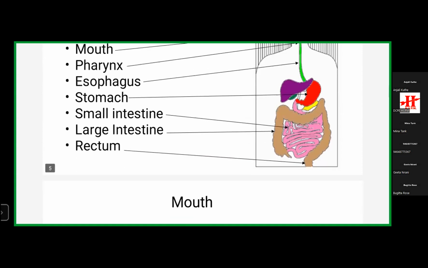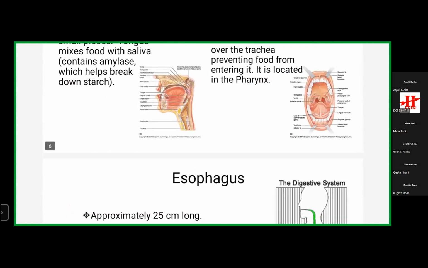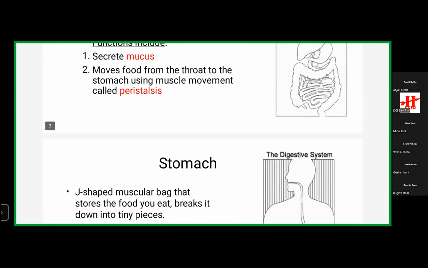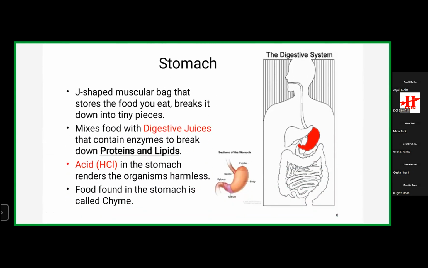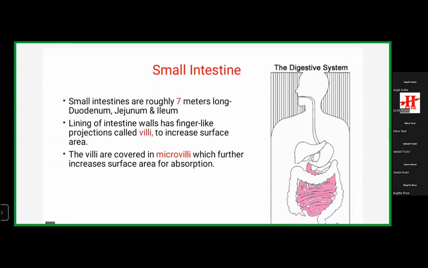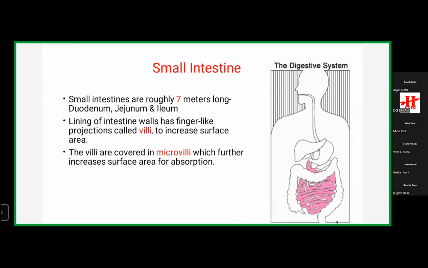Small intestine actually. This is the stomach, and now the small intestine. The small intestine is a 7-meter long structure having three main parts: duodenum, jejunum, and ileum. Food enters the duodenum, that is the first part. Here in the duodenum, certain juices like bile juice and pancreatic juice get mixed. How these juices get mixed and what their action is, we are going to learn today.